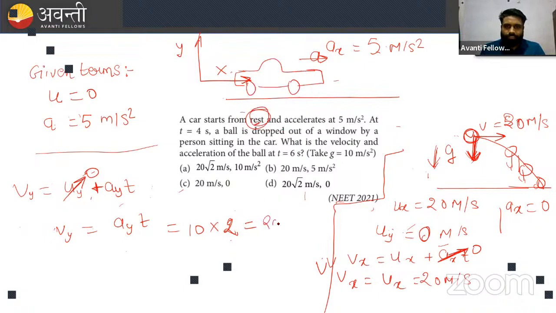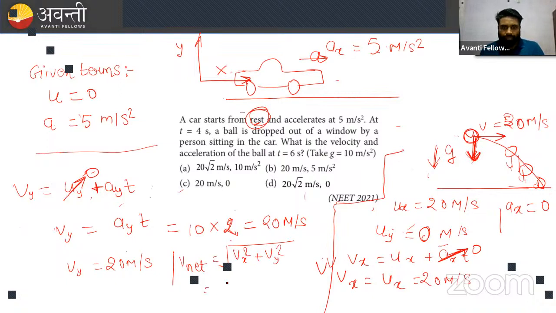ओके, so it is 20 meter per second. So vy is also 20 meter per second. So what is the net resultant velocity? V net is equals to square root of vx square plus vy square. So both the components are same, 20 square plus 20 square. So it will give us 20 root 2 meter per second.